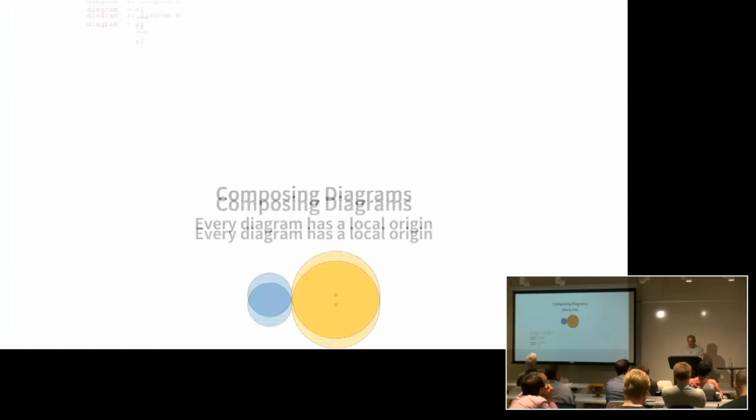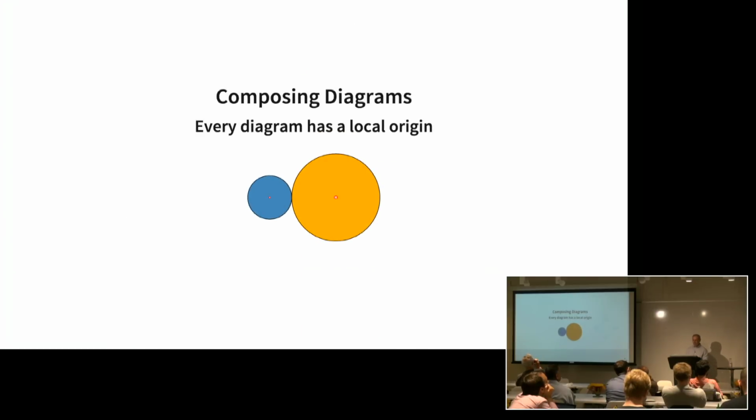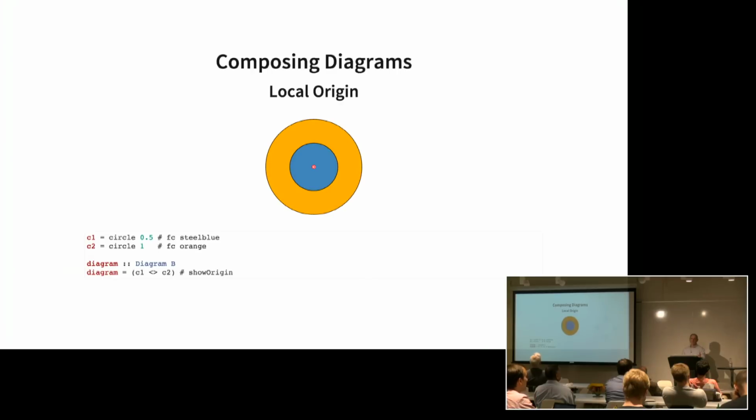So how do these things work? The key concept, in addition to atop, is that every diagram has a local origin, and that's the origin with respect to its own local vector space. So here you see these two circles have their own local origin, and when I put them together with atop, I match up the local origins. And so this is the same graph as before, only I'm showing the origin. Show origin is a helper function, a debugging function, if you will, that shows you exactly where the origin winds up.